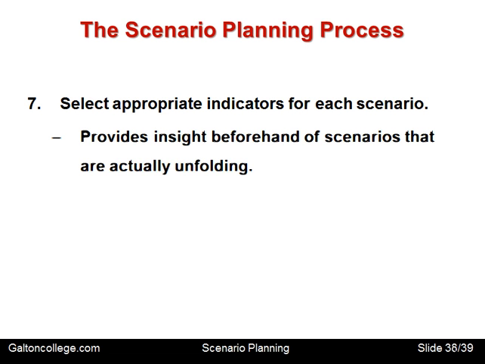So look at the indicators. These provide insights beforehand of scenarios that are actually unfolding. So be aware of what's been said by researchers, by journalists, by academics, by the government, by industry, by pressure groups. Be aware of what's been said, what issues they are highlighting, what they are confronting, what they believe should happen. Because these are indicators of what scenarios may arise in the future.